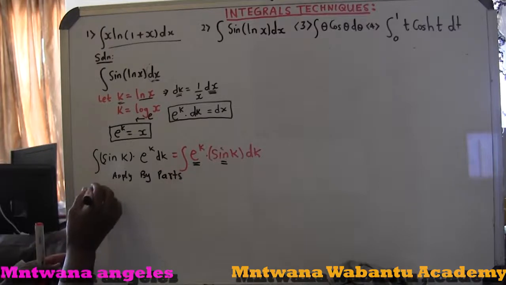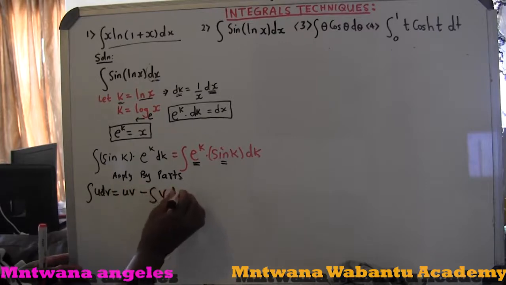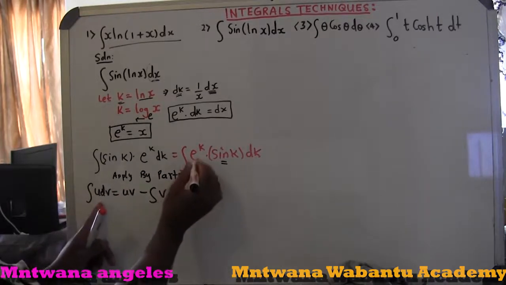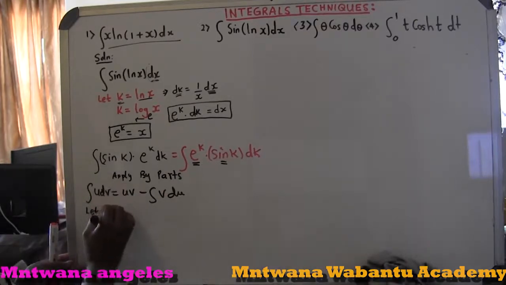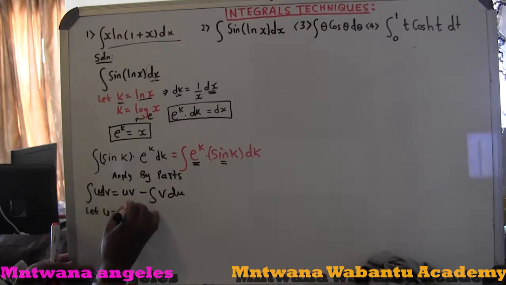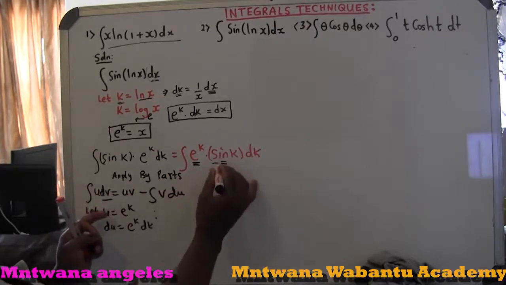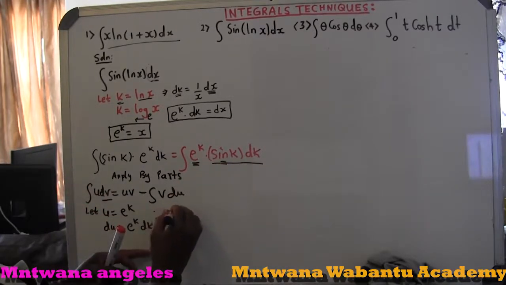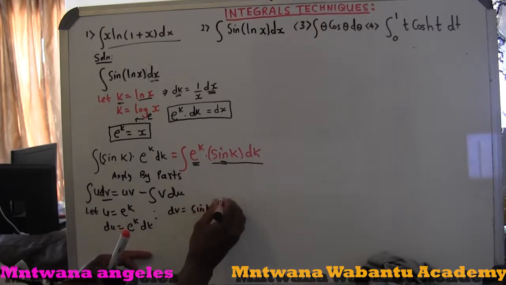Okay, so what we're going to do, let's write a formula: integral u dv equals uv minus integral v du. So we know what our u is. Let u equal e^k, du equals e^k dk. Now our dv equals sine k dk.